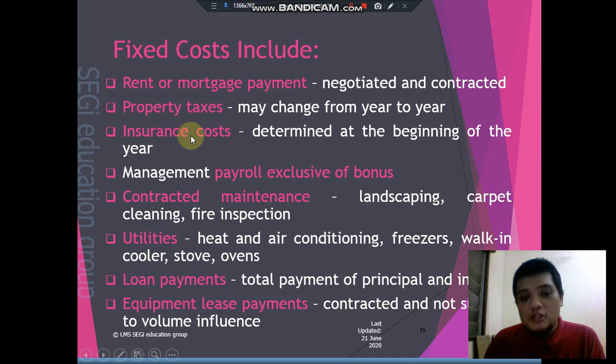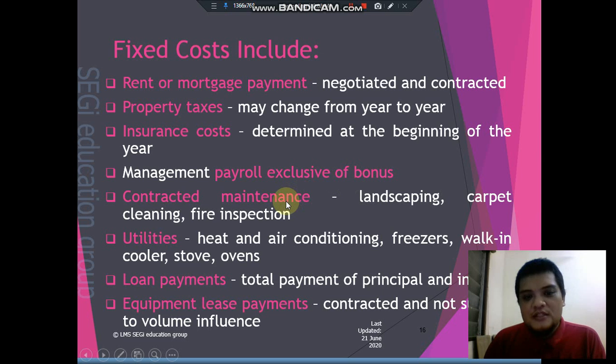Next is insurance cost. Next is payroll. Guys, why payroll is fixed cost? You will pay the same amount of salary to your staff. Whether your business is good or not, you will pay the payroll same amount. The staff should get the same amount every month, but not including bonus. What is bonus? Bonus is when you have good sales, then you give bonus to the staff.